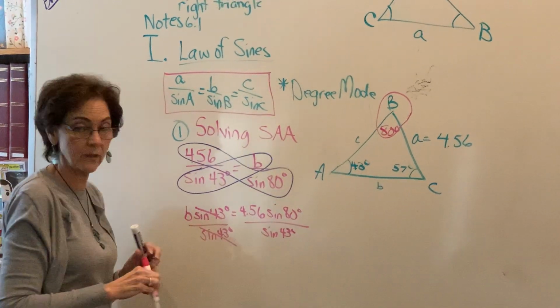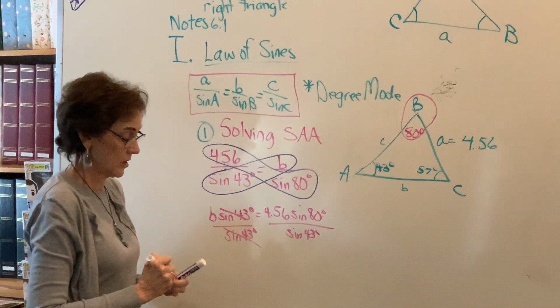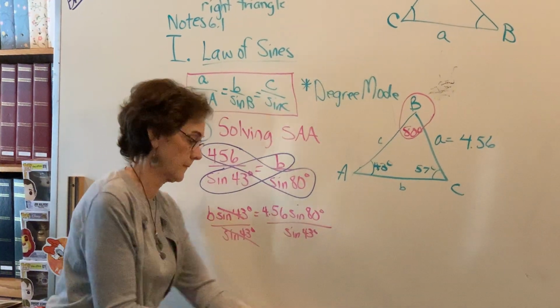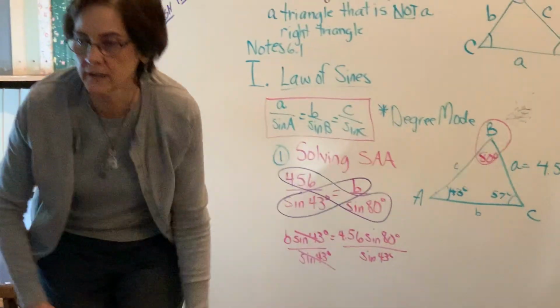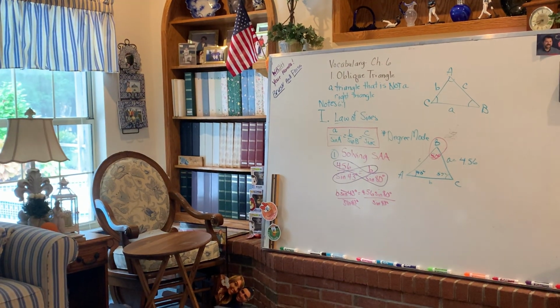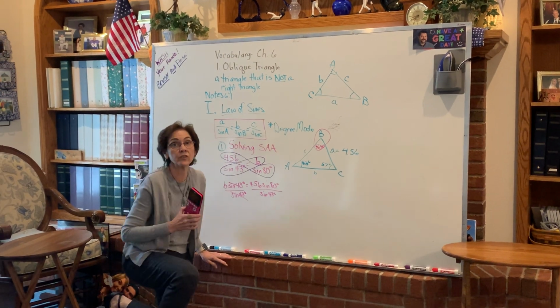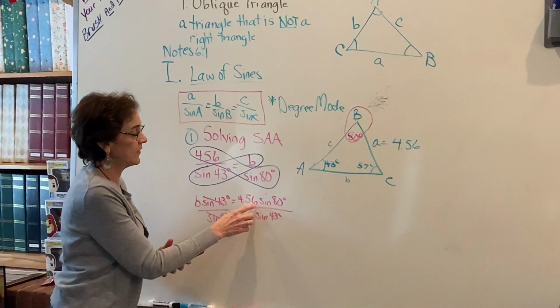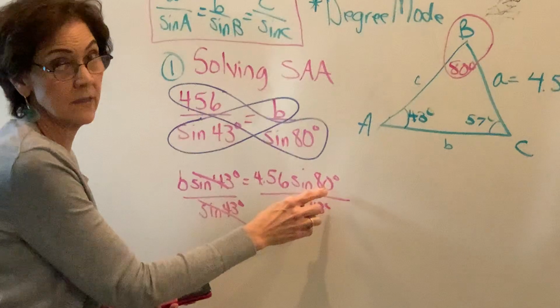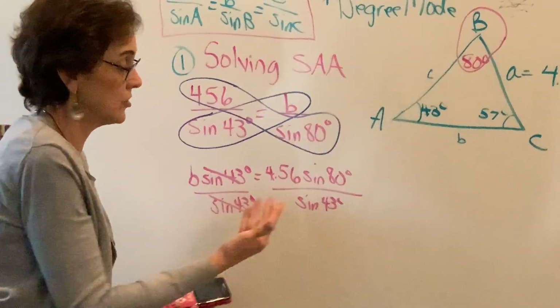And this is when you get your calculator, which I've got mine right here. Sorry about that, I forgot to bring it over here with me. You're just literally going to put this in your calculator: 4.56 times the sine of 80 degrees. You could go ahead and say equal, or then you can just divide.